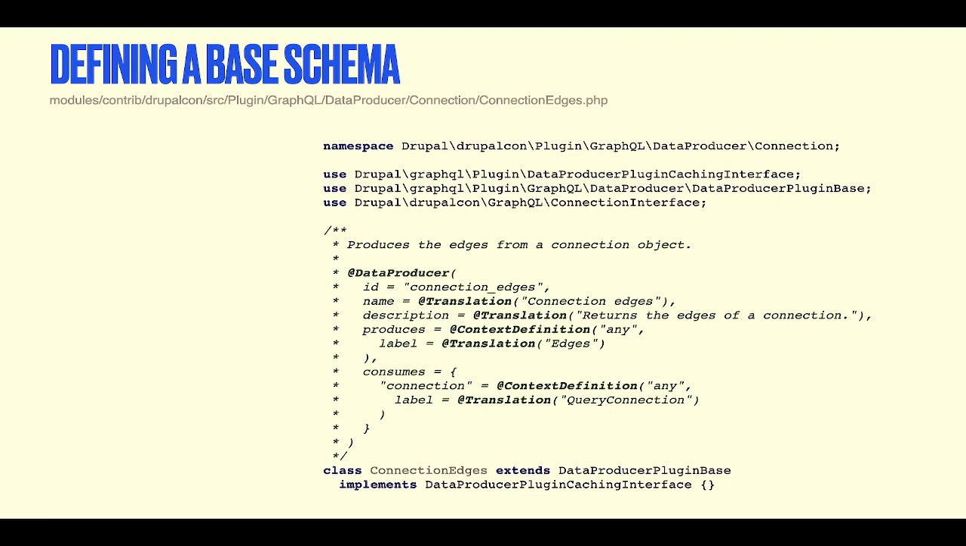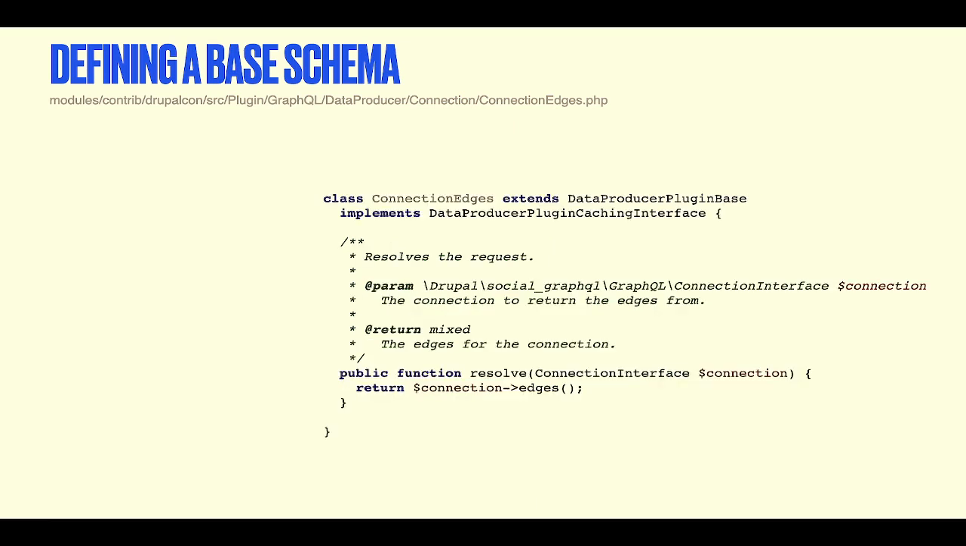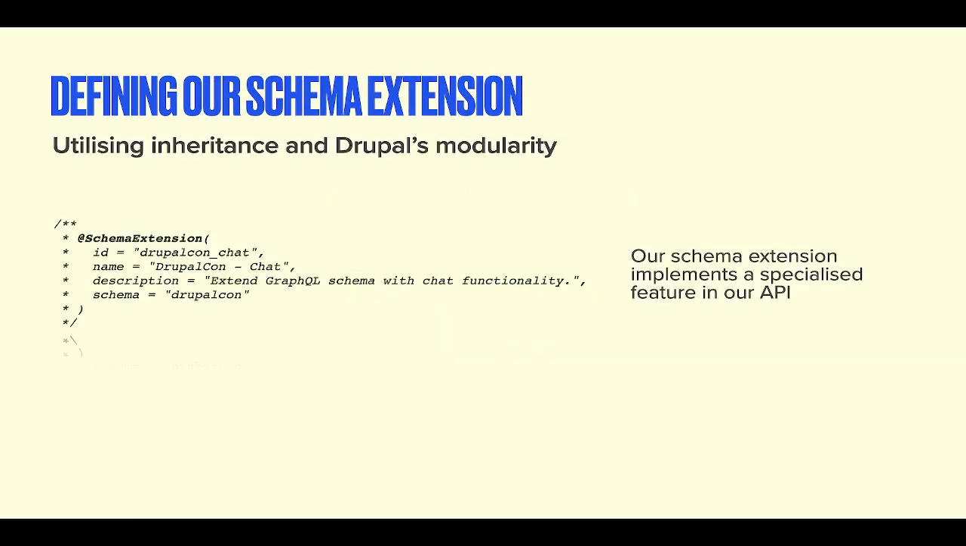We give it the ID, which we just saw when we were calling resolver builder produce, as well as a human readable name and description. We give some information about what output it produces and what it consumes. And here you see this connection that we mapped into our data producer with the map function. This plugin only needs one function implemented as well, which is the resolve function. And here you can see that it gets this connection interface connection, which is the input that we mapped, calls edges, and that creates its return type. So this is how you would create custom data producers that could be a lot more complex than this. We would do the same for all of our other fields, but I won't bore you with that. With some of the base schema types defined, the next thing we do is we define a schema extension.